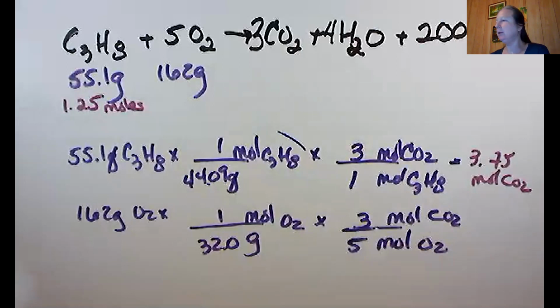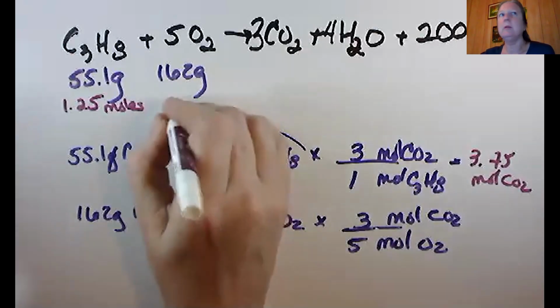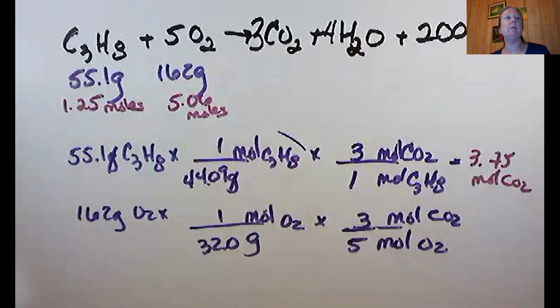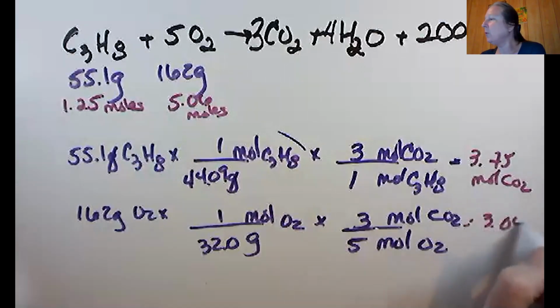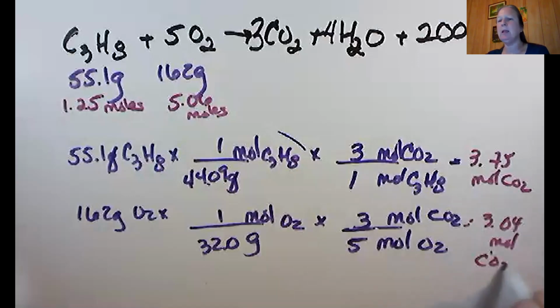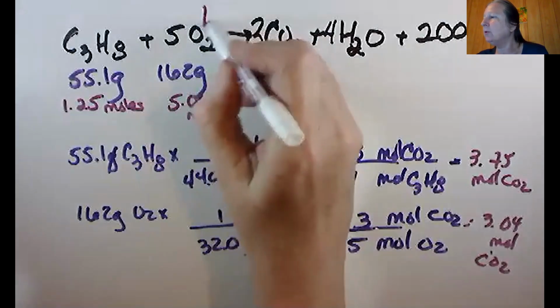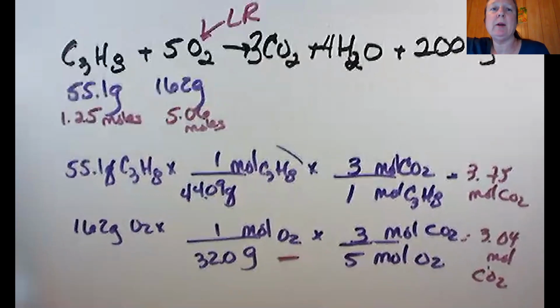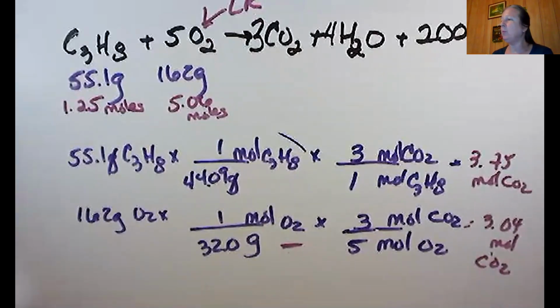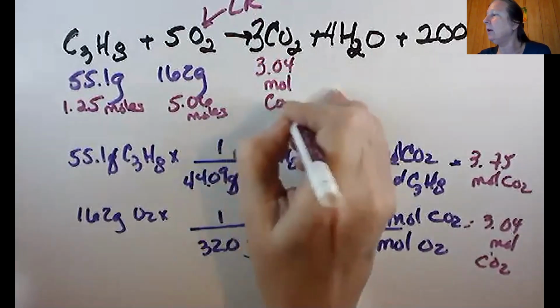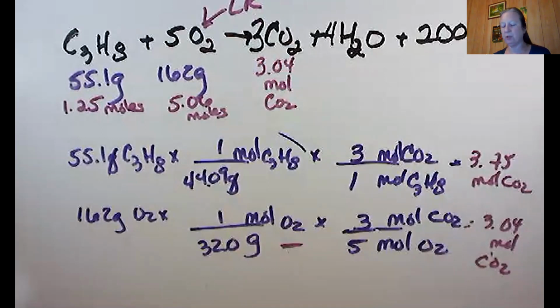So first I'm going to go ahead and get the number of moles. So this is 5.06 moles of oxygen. And now let's see how much carbon dioxide. And it's 3.04 moles of carbon dioxide. Okay, so that's my lesser amount. Even though it's a little bit less, it's still less. So oxygen is my limiting reagent. And once my oxygen runs out, the reaction stops. Do you see that? We can only make 3.04 moles of carbon dioxide. We cannot make 3.75, because once you hit this point, the reaction's done.